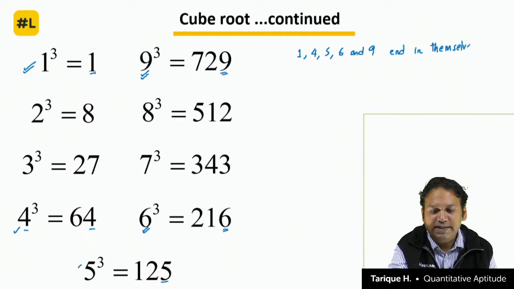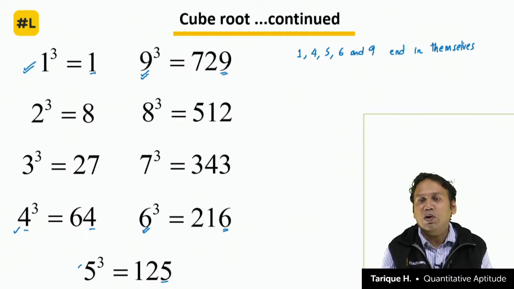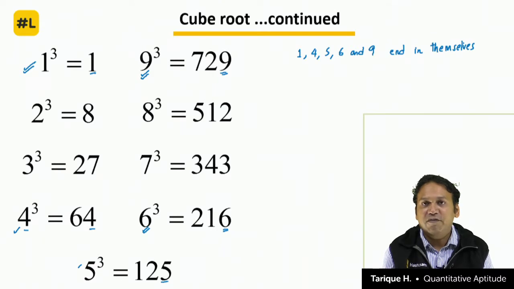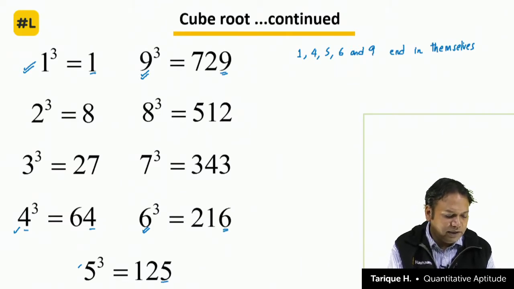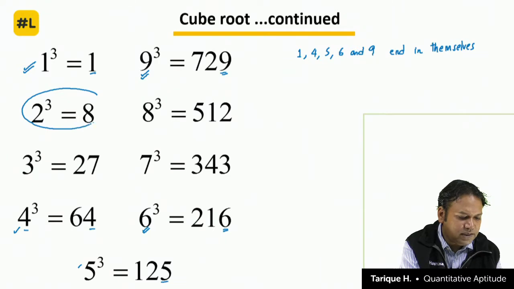So if the cube is ending in 1, the cube root will also end in 1. If the cube is ending in 4, the cube root will also end in 4. Similarly, cube is ending in 5, the cube root will end in 5. If the cube is ending in 6, the cube root will end in 6, and if the cube is ending in 9, the cube root will also end in 9. So this is what I mean when I say that 1, 4, 5, 6 and 9 will end in themselves. Clear? Very important.